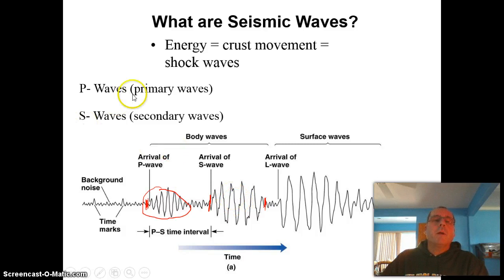P waves, by the way, stand for primary waves, and S waves stand for secondary waves. So it makes sense, right? The P waves arrive first, and then you have the S waves occur. Then later on, you have surface waves. These are the most damaging waves to a lot of buildings. So this is the way that they shake and the way they move on the surface. They really cause a lot of damage.